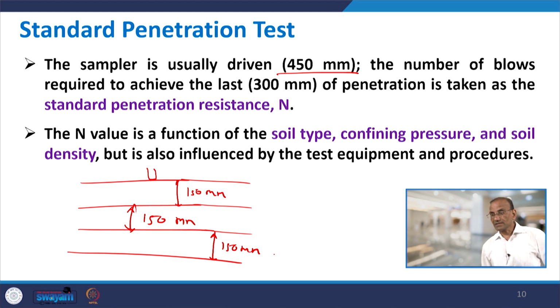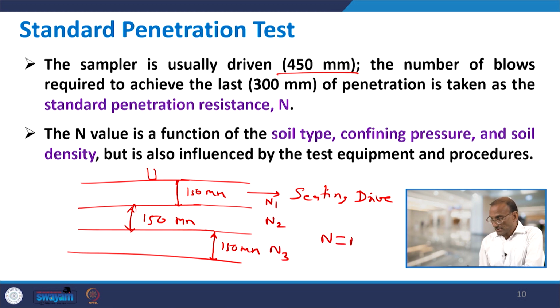So, the first layer is 150 mm, which is what we call the seating drive, and the last two layers are 150 mm and 150 mm. The number of blows required, for example, in the first layer is N1, in the second layer N2, and then N3. So, N will be simply N2 plus N3. We do not count the number of blows required to penetrate the first layer, which comes under the seating drive.